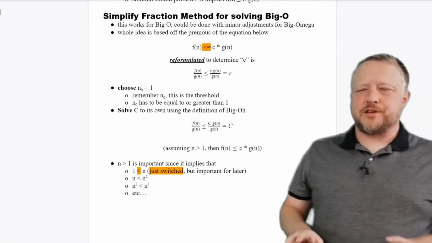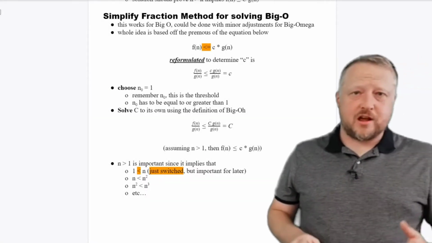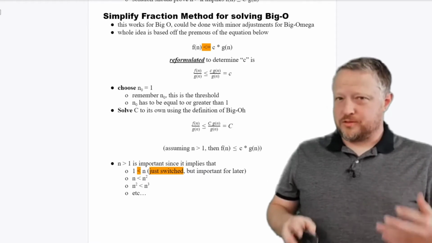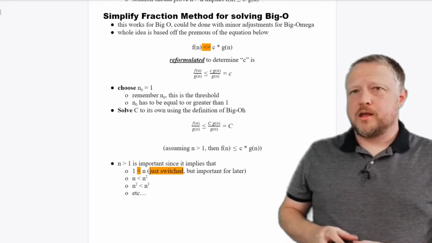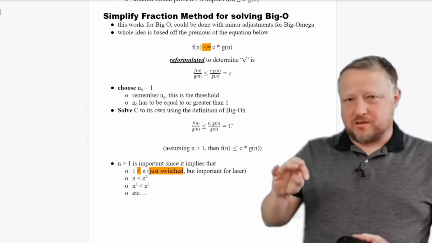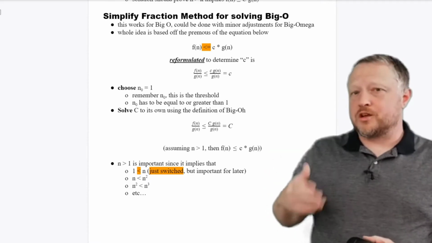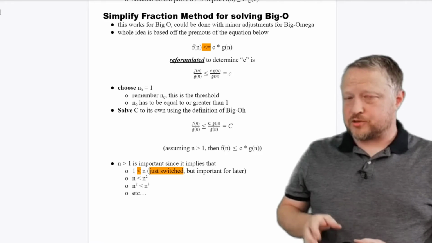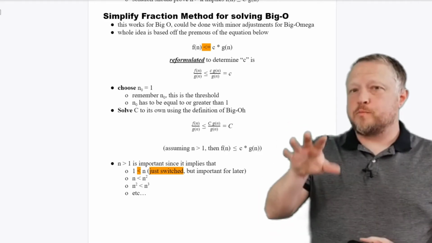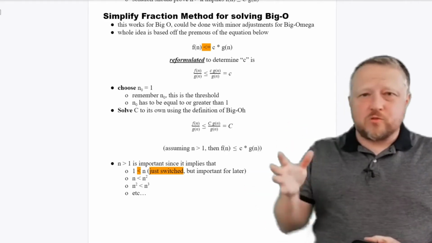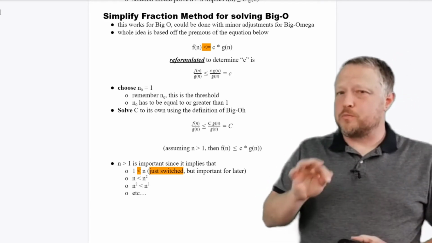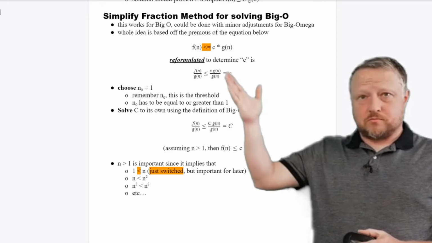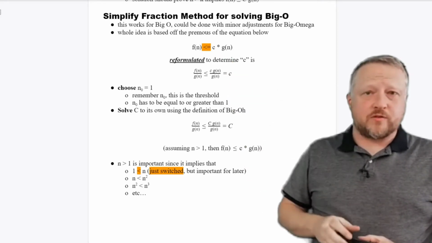So here's the easiest way that I've personally found to do these type of problems. Now we're actually going to start doing some work. It's based off of some reformulation of the equations that we've already been given. This works particularly for big O, and it could be redone with minor adjustments if you need to do big omega, but this is focusing on big O. And that's based off the equation that we've already been given.